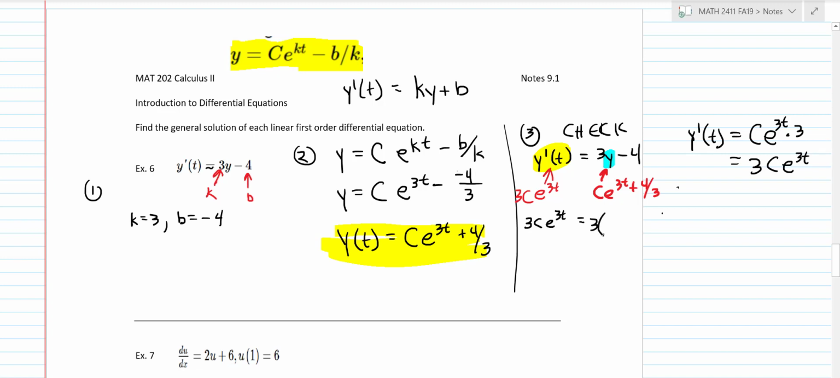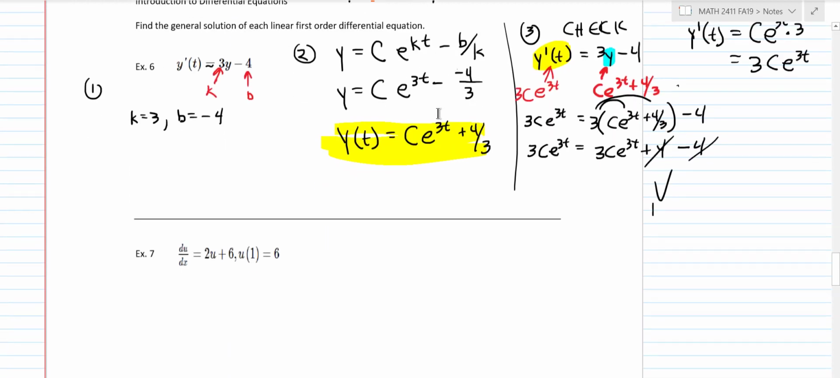equals 3 times y, so plug in the solution we got, which is c e to the 3t plus 4/3, and then minus 4. Just bring everything down. There's a couple of ways you can do this. Probably the simplest way is to distribute. That will give 3c e to the 3t, and then the 3's cancel out. You have 3 times 4/3 is plus 4, and then you still have the minus 4. So look at that. That is the right answer. So you have the power to tell that you're doing this correctly.